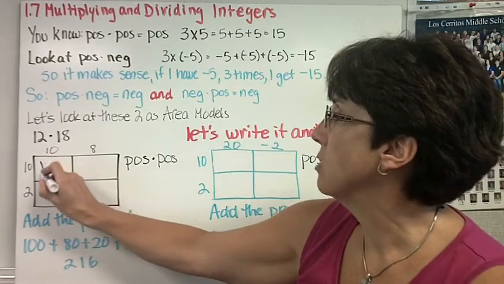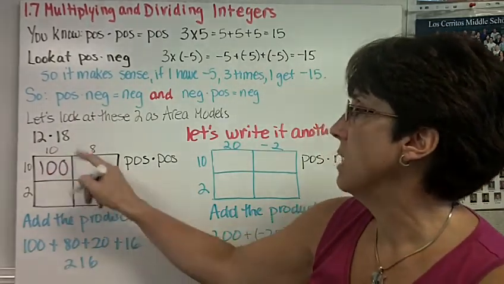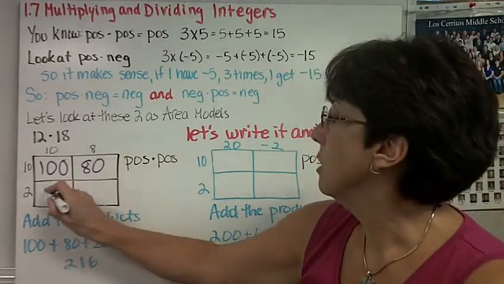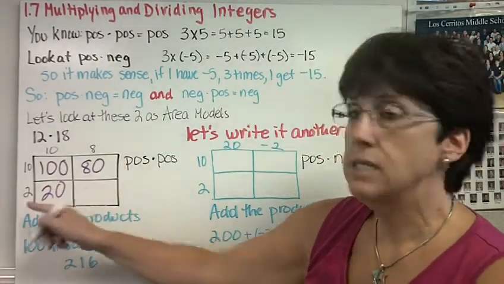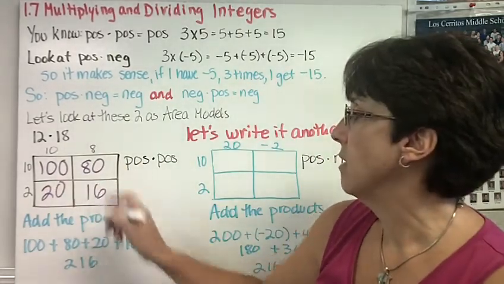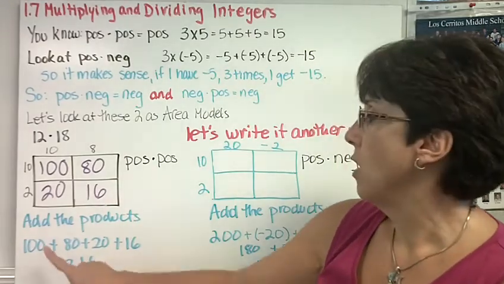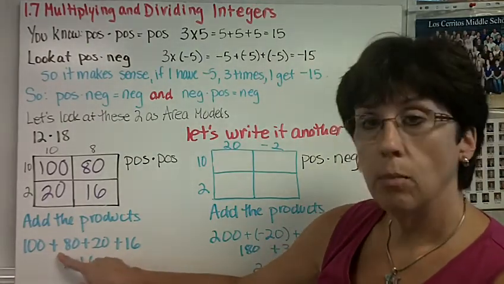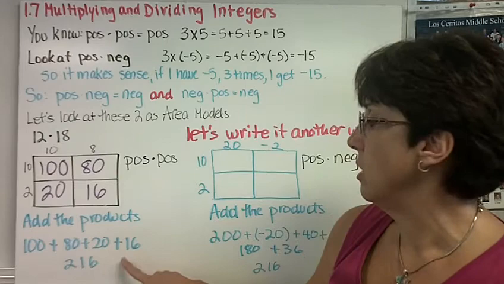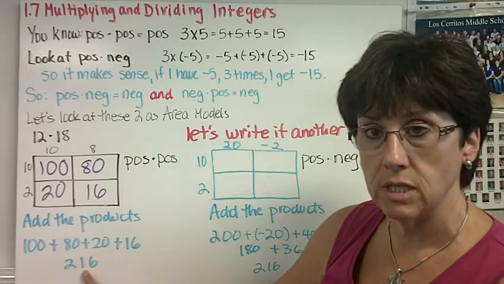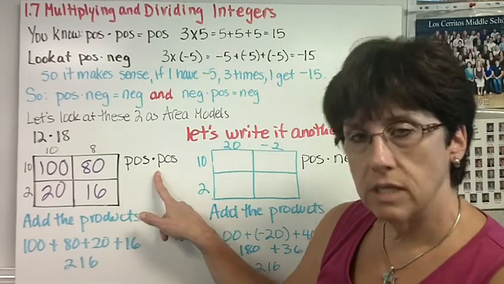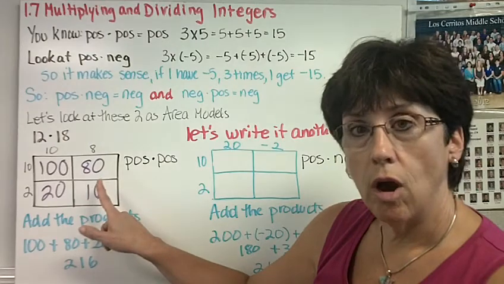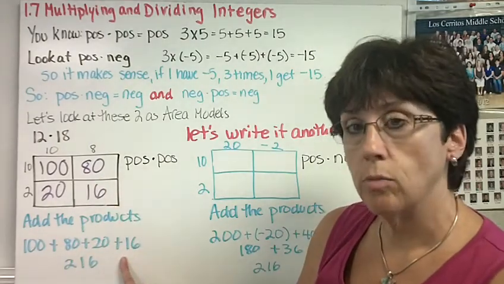10 times 10 is 100. 10 times 8 is 80. 10 times 2 is 20. And 8 times 2 is 16. If I add all these up, 100 plus 80 plus 20 plus 16, 100 plus 100, 200 plus 16, I get 216. This is my positive times positive example in area model because all of my numbers I was working with here are positive, so all of my partial products are positive.